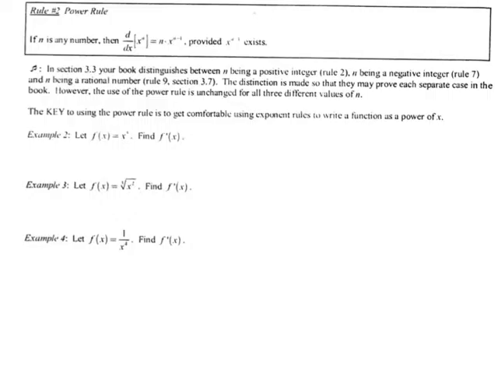So, example 2. If our function is x to the 5th, what is f prime going to be? Okay, so f prime of x is going to be, we take the power, x to the 5th, we take the 5 and bring it down to the front. And then the new power is 1 less, so to the 4th power. So it's 5 times x to the 4th. The 4 is only applied to the x.